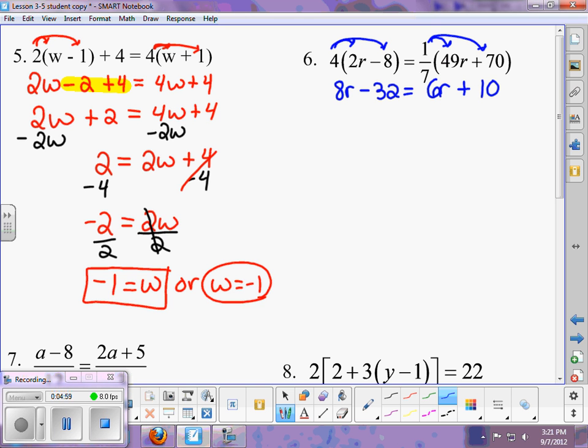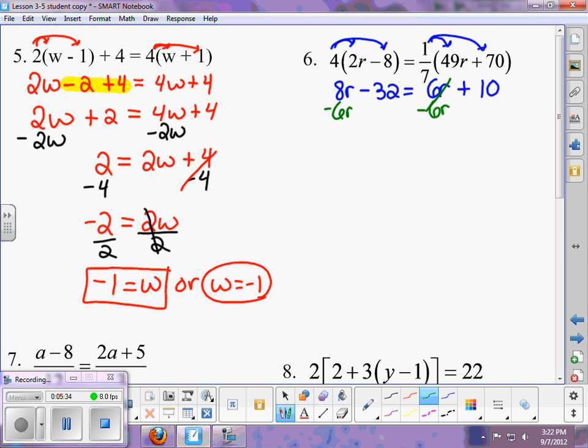Now let's see if we can combine like terms. On the left side, 8r minus 32 are not like terms. On the right side, 7r plus 10 are not like terms. They cannot be combined. So now it's time to move our variables. We could choose to move the 8r or move the 7r. Let's move the 7r. To move the 7r to the left side, we would subtract 7r from both sides.